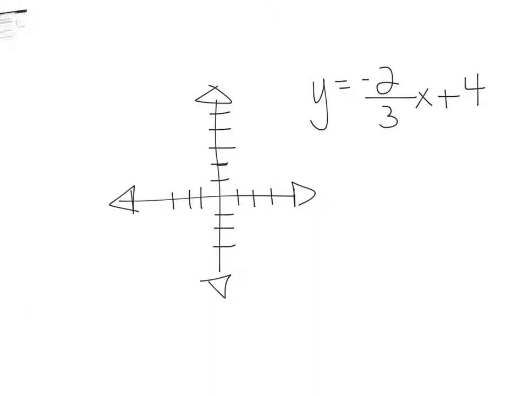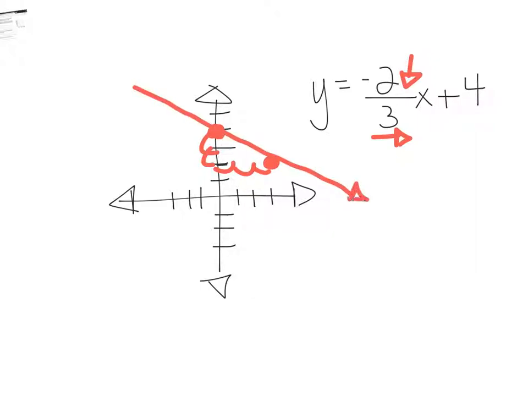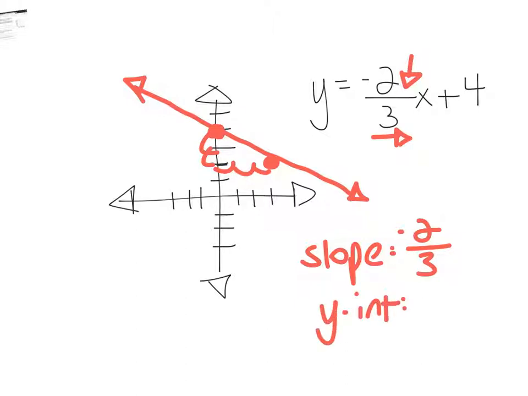When we look at this, we know right away that this 4 is going to be 1, 2, 3, 4 on the y-axis right there. So let's go ahead and do that. Okay. And then I'm going to go down 2, because it's negative, over 3. It's fall over run. Down 2, over 1, over 2, over 3. Fall over run. And there's my line. If it asks you for the slope, you know the slope equals negative 2 over 3. If it asks you for the y-intercept or the b, it equals 4.